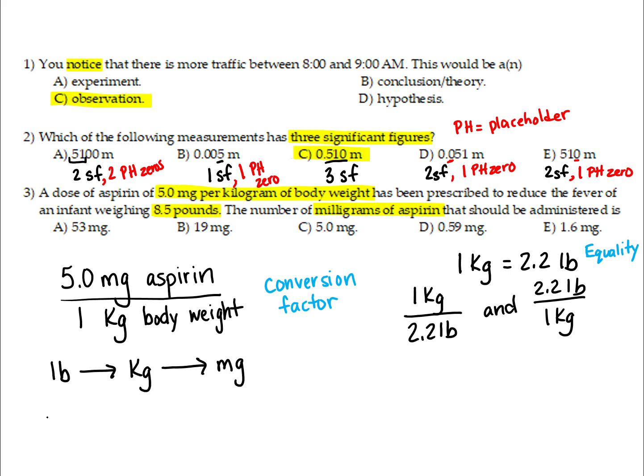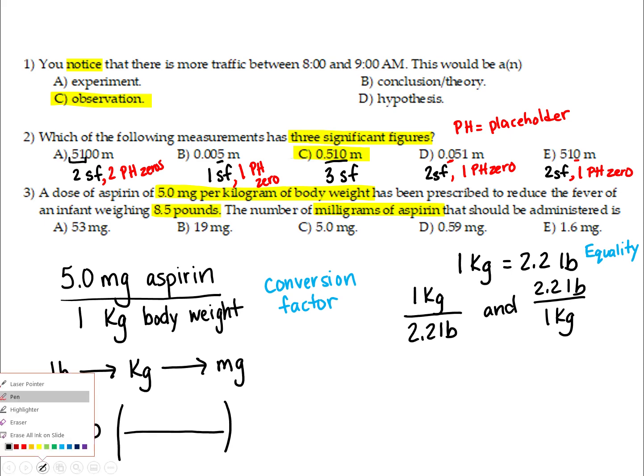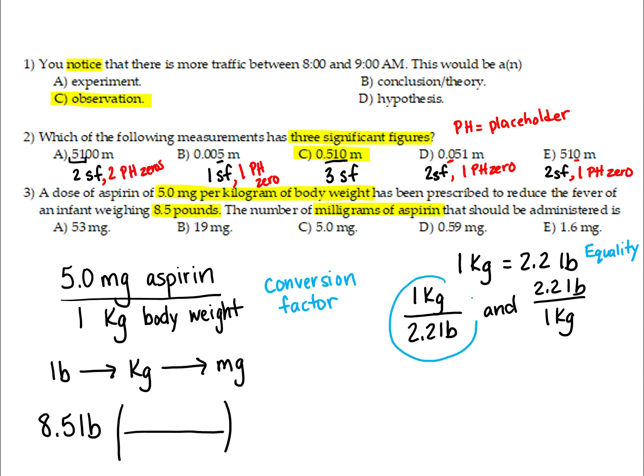So starting with our weight in pounds, we first have to go from pounds to kilograms, which means we've got to use one of these conversion factors that talks about kilograms and pounds. We're going to use this first one here because we want to cancel out pounds, which means since pounds are in the numerator currently, we need to also put pounds in the denominator.